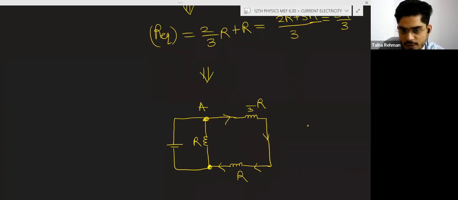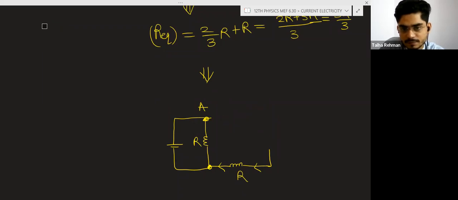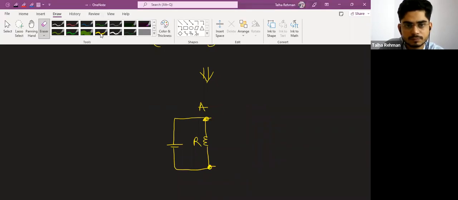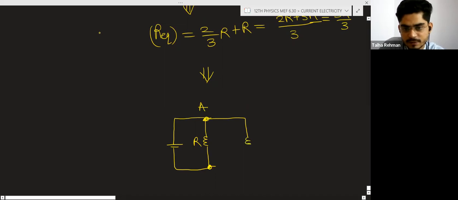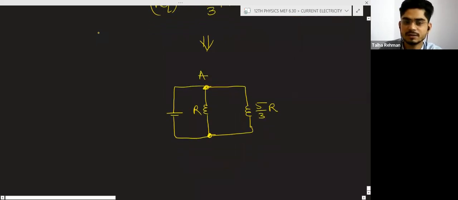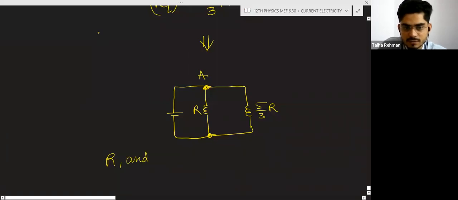Instead of this, you will connect an equivalent resistance of 5 by 3R. Now you can see this combination, this R and this 5 by 3R are in parallel now, end to end connection. This means the potential difference across this R and across this 5 by 3R is the same. So you can write R and 5 by 3R in parallel.